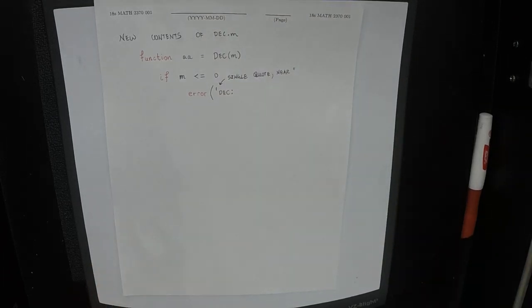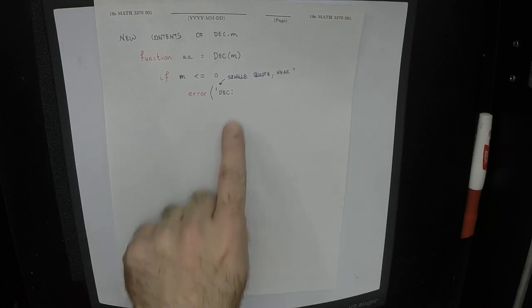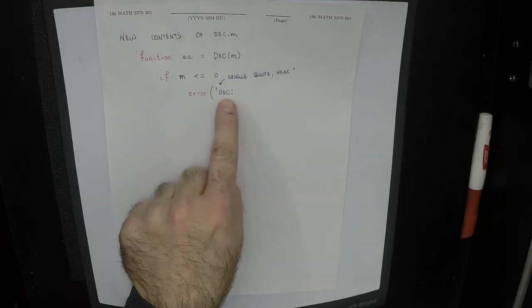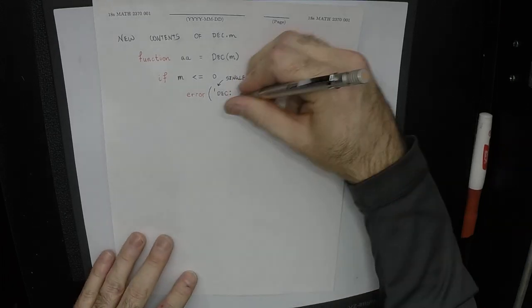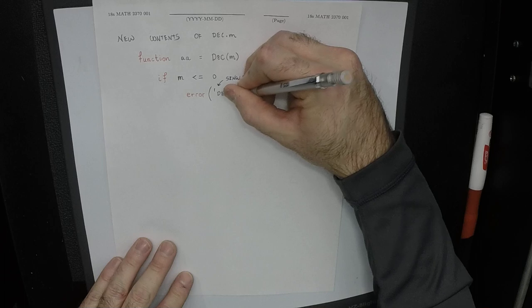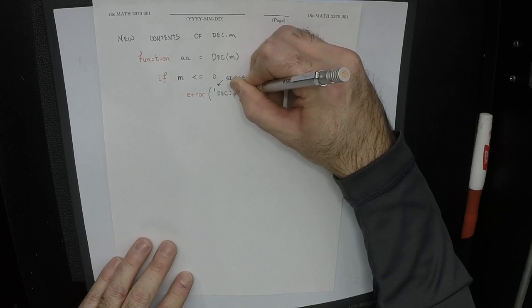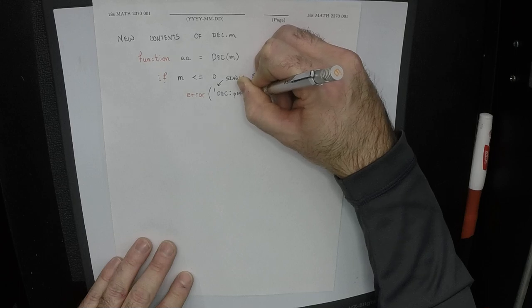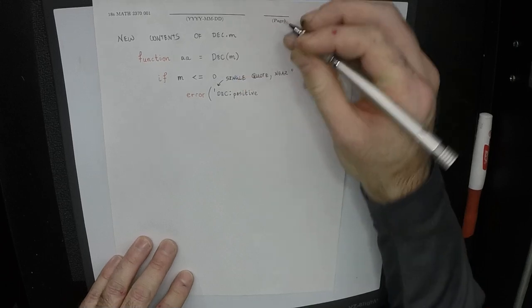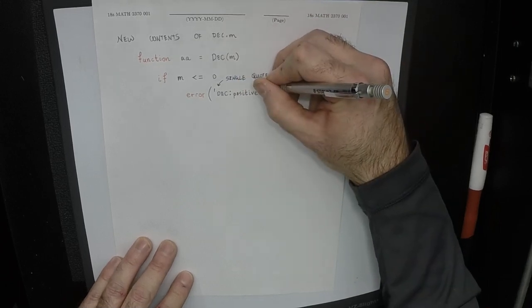And now we're going to type something without any spaces or punctuation, just letters or underscores, that says something like we want the input to be positive. So I'll just write positive. And then another single quote.